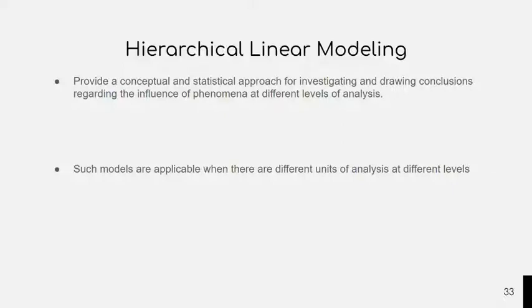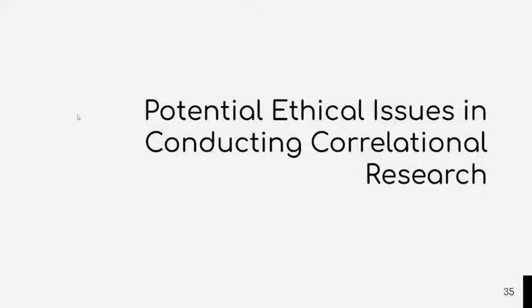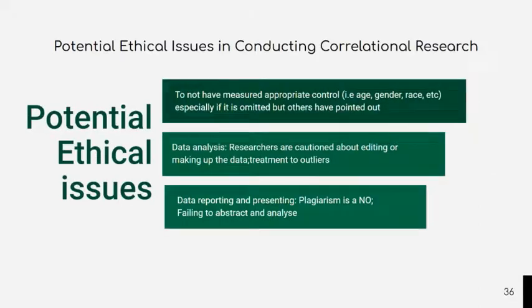So now that we've covered the 6 different advanced procedures, we will move to the next subtopic. We will now move to the potential ethical issues in conducting correlational research. There are 3 main potential issues.